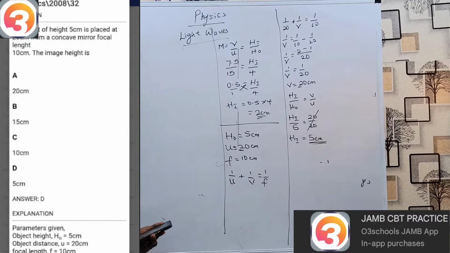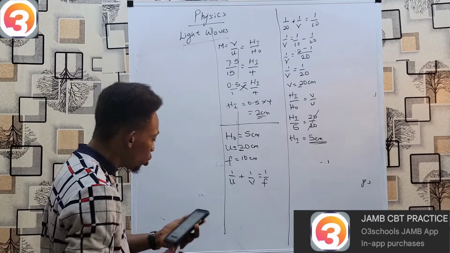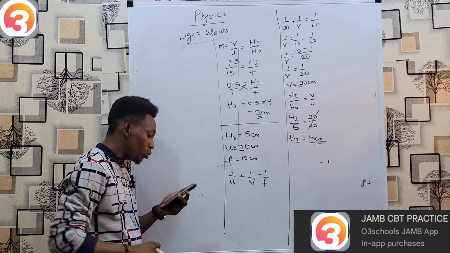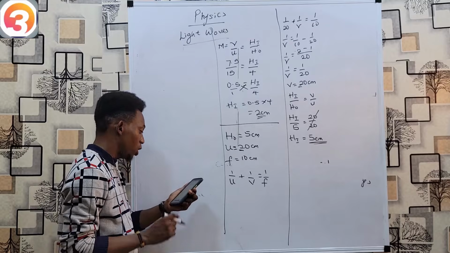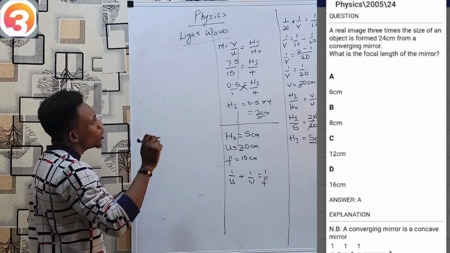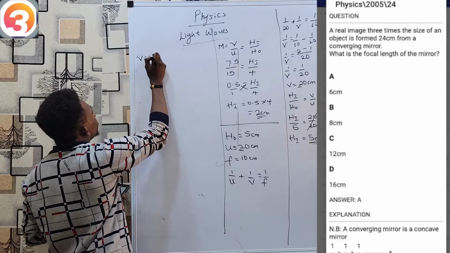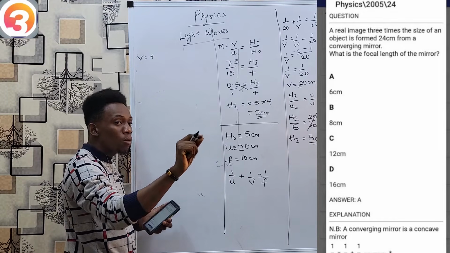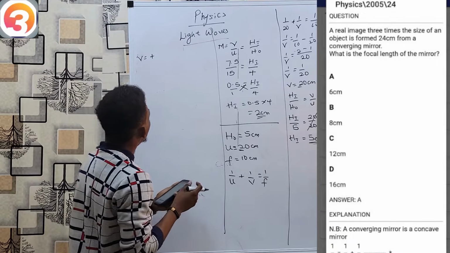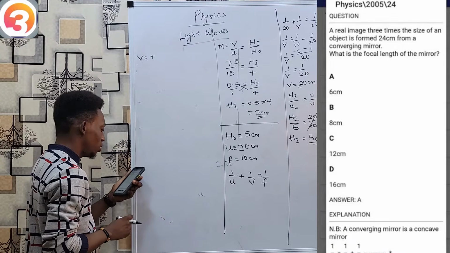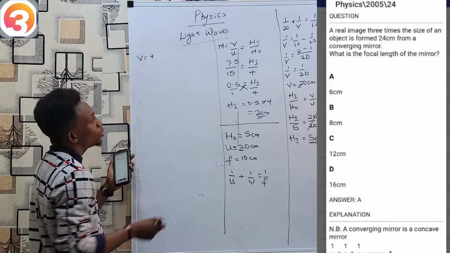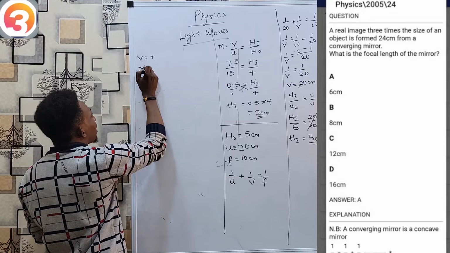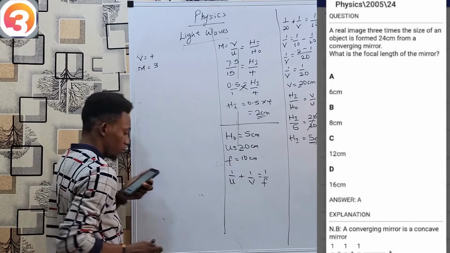Let's try one last example and see how we can proceed if the question comes in a different form. In this example, we are being told a real image. The year is 2005, and this is question number 24. A real image. That means our v must be positive. That's why you have to keep your eye out for those keywords, real or virtual. A real image 3 times the size of the object. And once you are told 3 times, that's your magnification. And magnification is going to be 3.